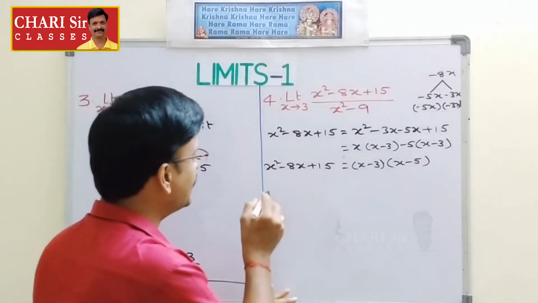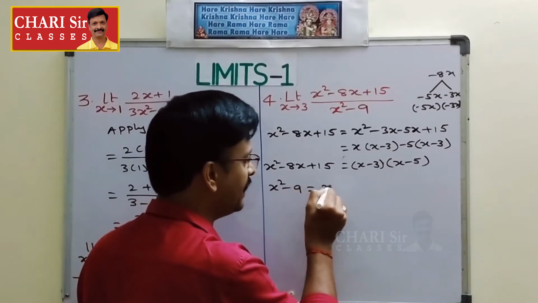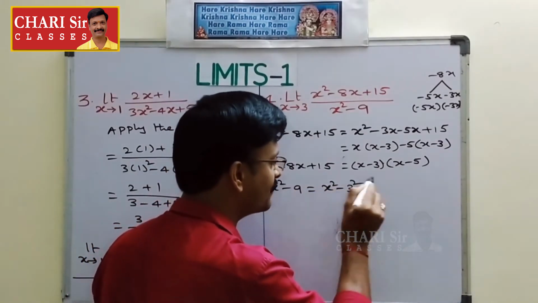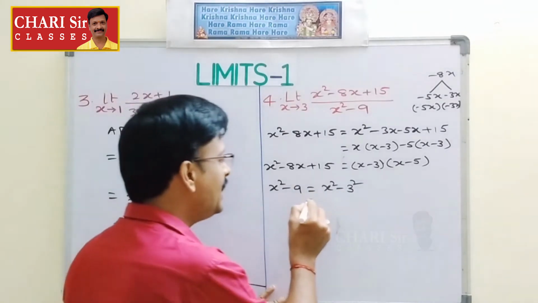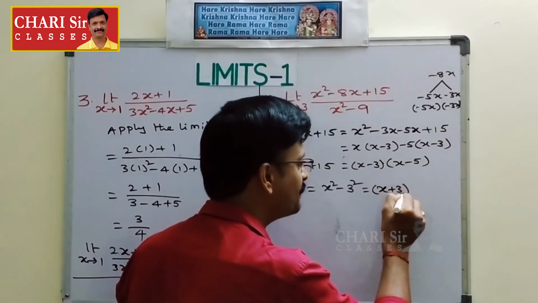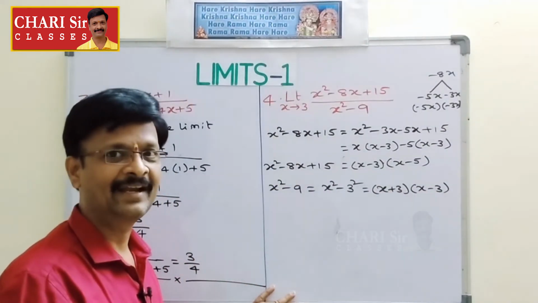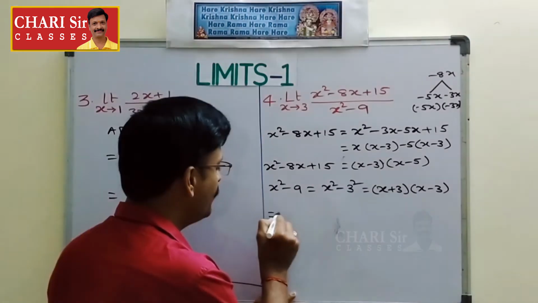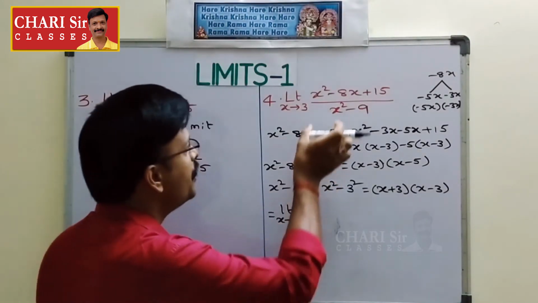Now let's consider the denominator also. What is the denominator? x square minus 9, which can be written as x square minus 3 square. It is in the form of a square minus b square. When a square minus b square is there, you can write a plus b into a minus b, that is x plus 3 into x minus 3. This is also factorized.